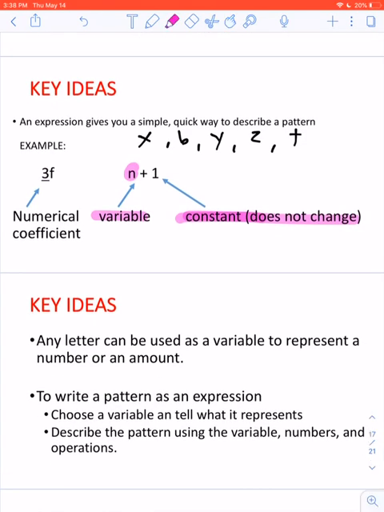Any letter can be used as a variable. Okay, this is important. Any letter can be used as a variable. To write a pattern or expression, choose the variable and tell what it represents, right? We have the white tiles, the blue tiles, the grapes, the group of friends, all of those things. Describe the pattern using the variable, numbers and operations. Remember, operations is just, are we adding, subtracting, dividing, or multiplying?